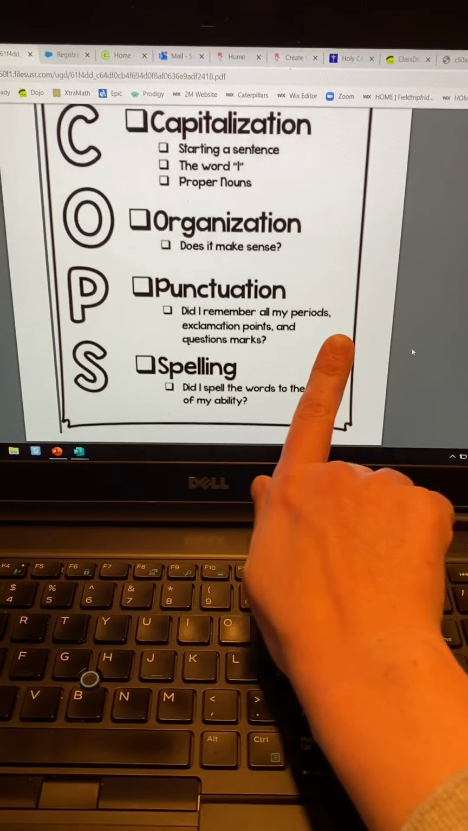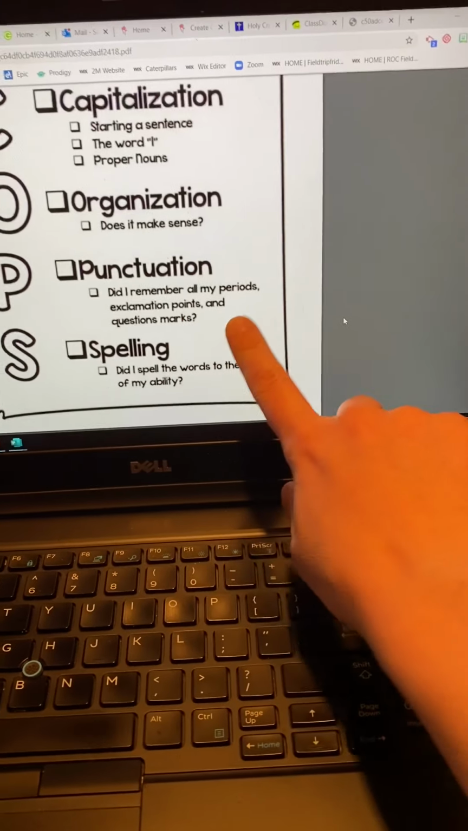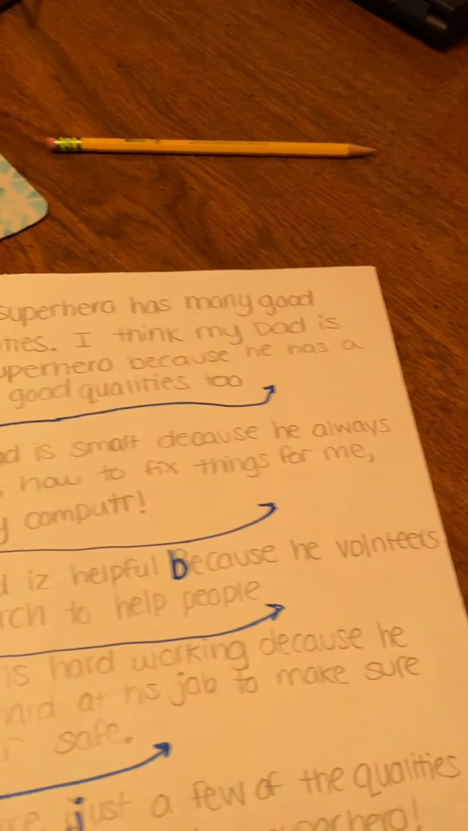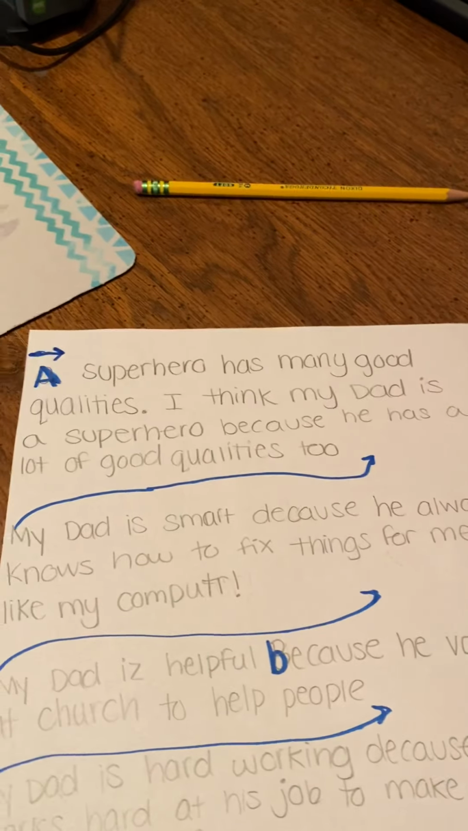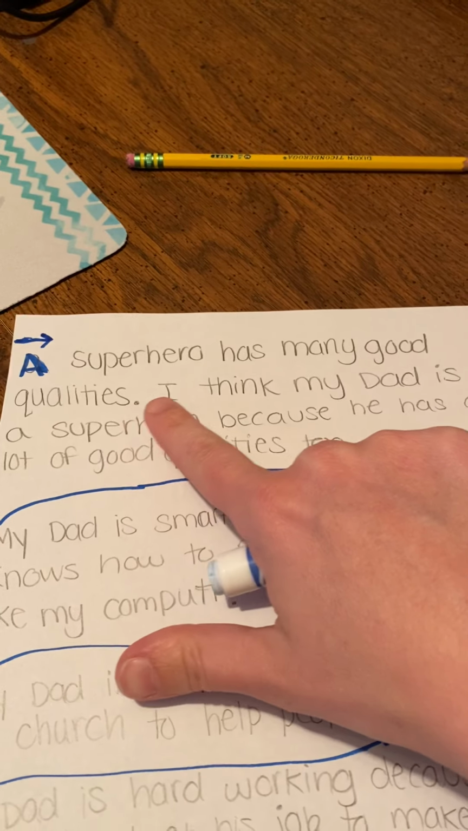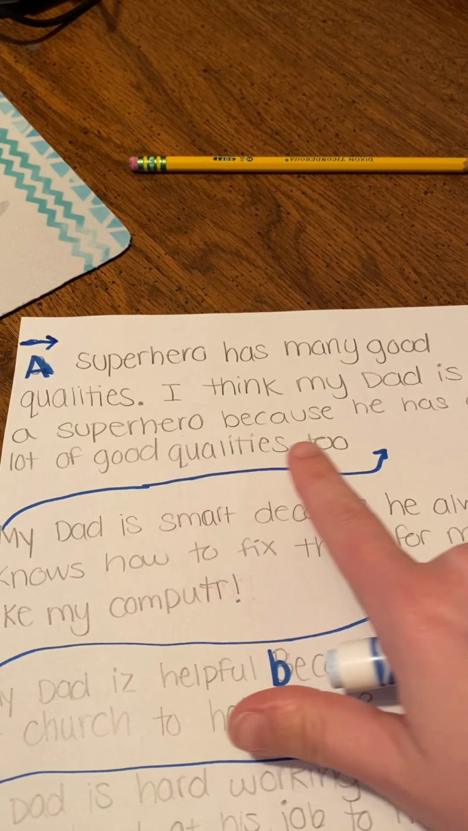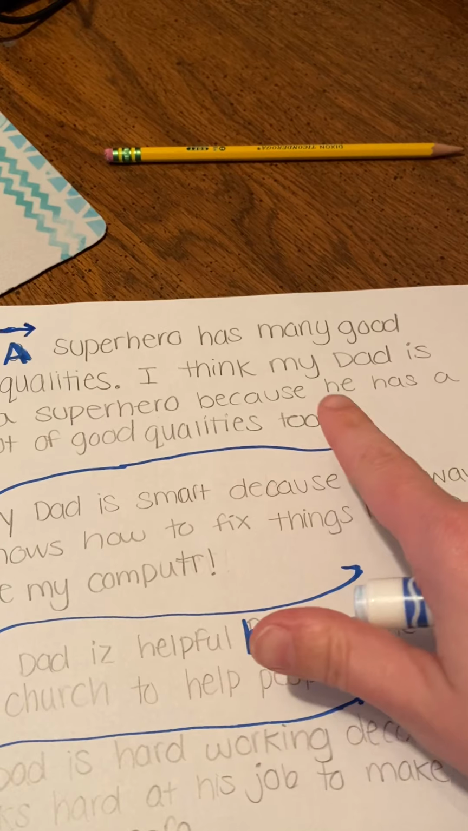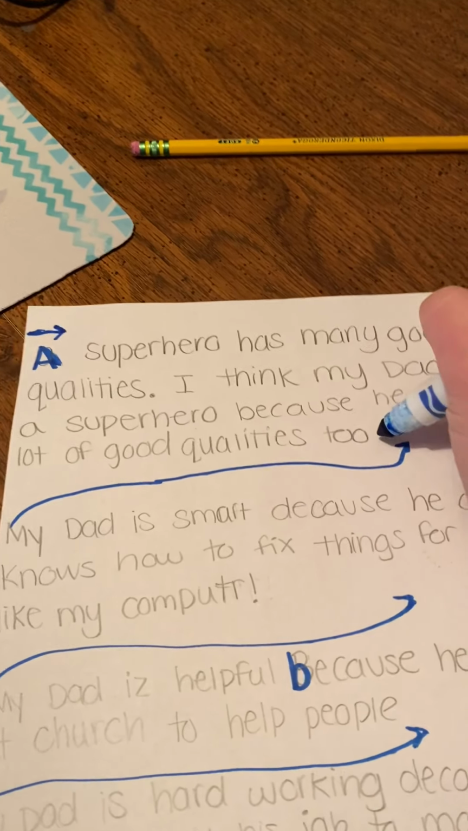Did I remember all of my periods, exclamation points, and question marks? So I'm going to go back and look at my sentences to make sure. A superhero has many good qualities, period. I think my dad is a superhero because he has a lot of good qualities too. That should have a period.